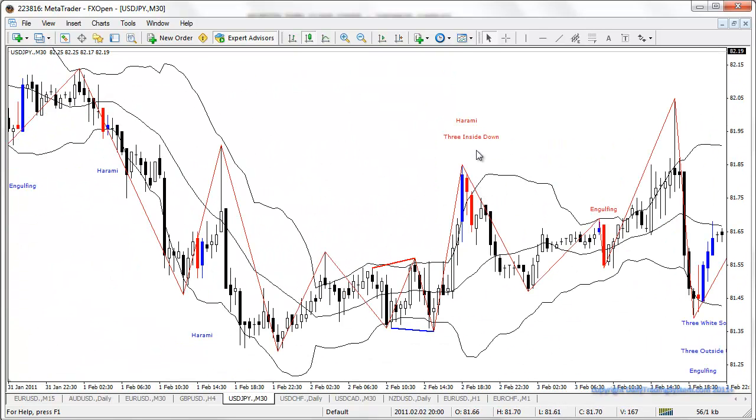Right, here is the Harami. This is the bearish Harami, and that's this long blue candle and then this red one. And you can see where the real body only comes down to around about 25%. So that's basically the real difference.